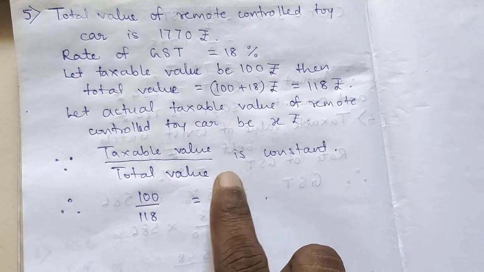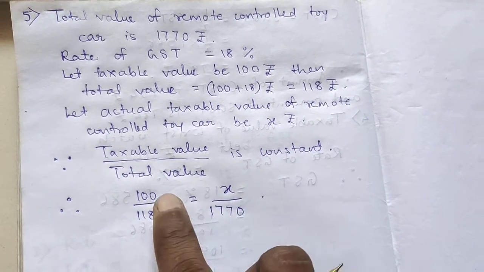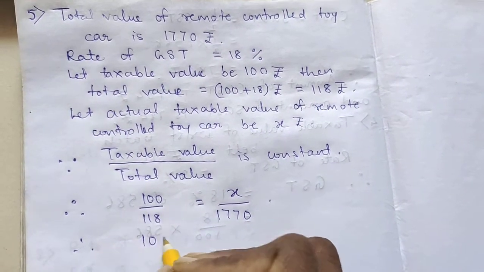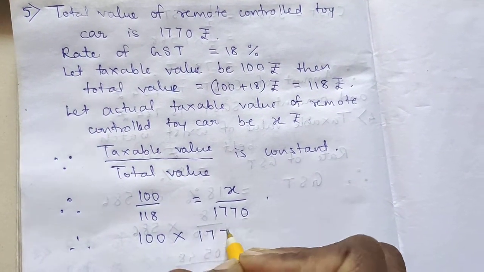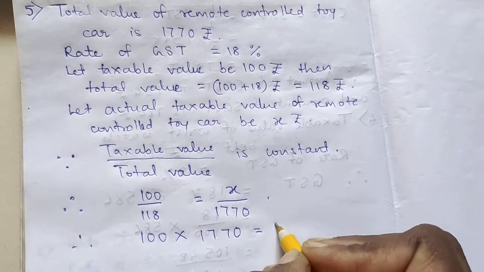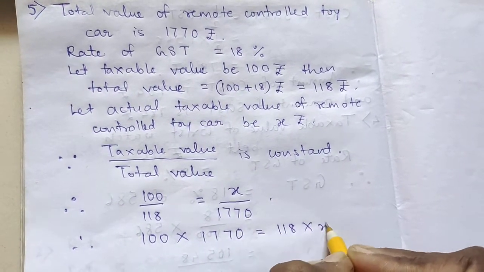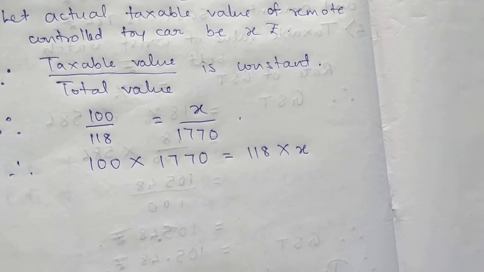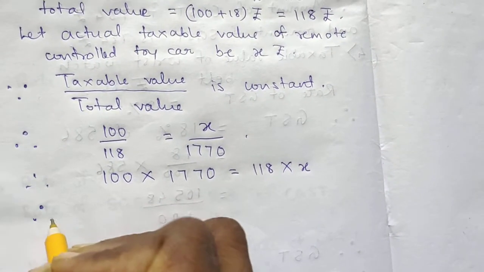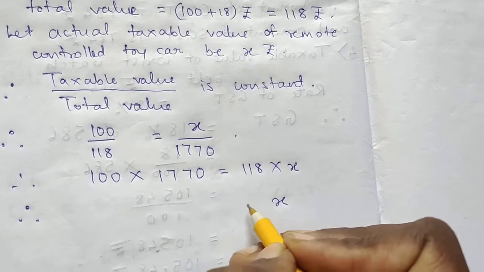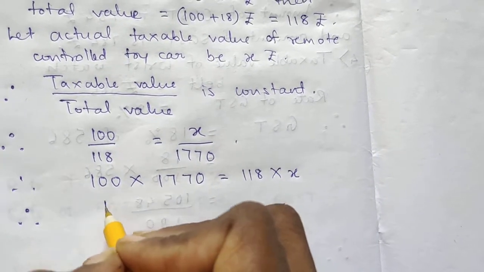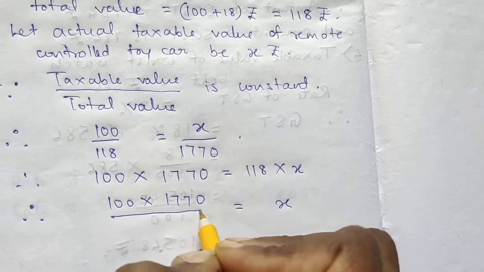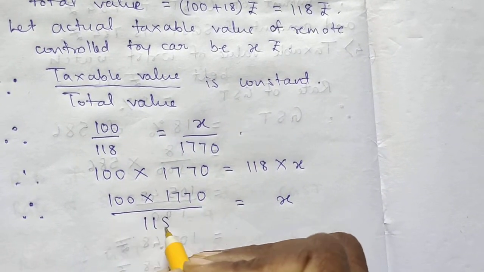Now we are interested in finding the value of X. So for that purpose, let us do cross multiplication. So 100 into 1770 is equal to 118 into X. Okay, now our aim is to find out the value of X. So keep your X as it is and transfer this 118 to the right hand side, and you know 118 is in multiplication form, so it will divide.